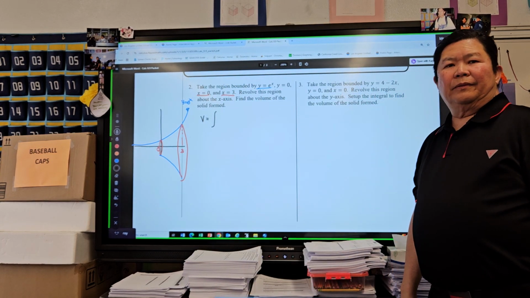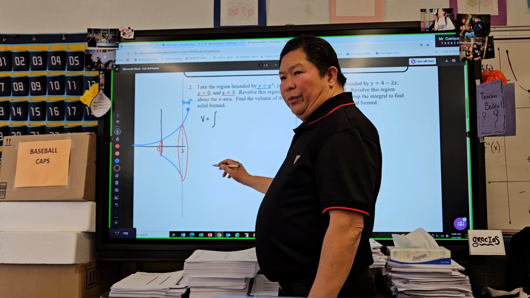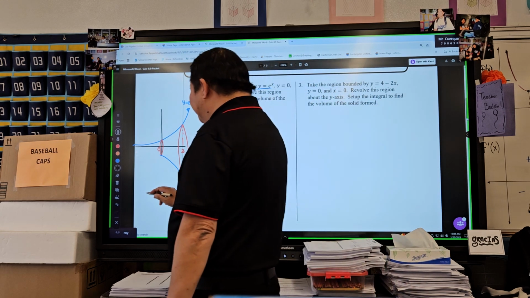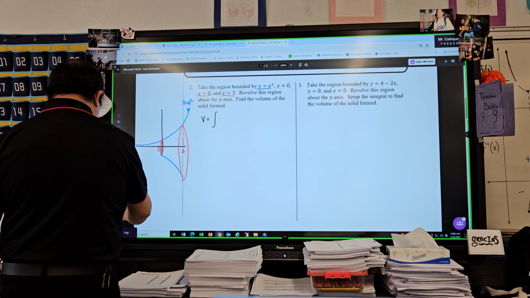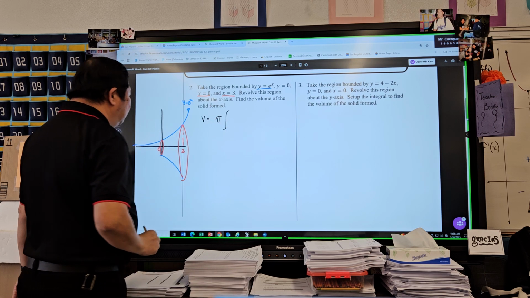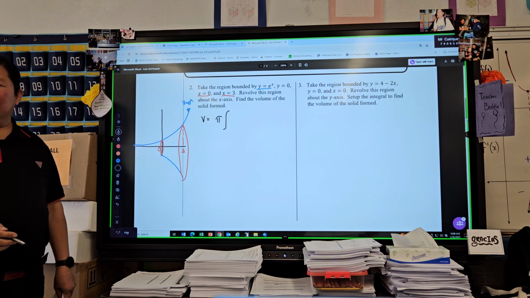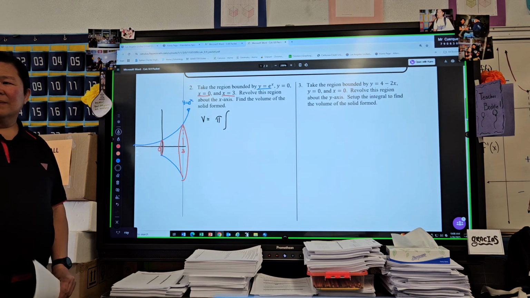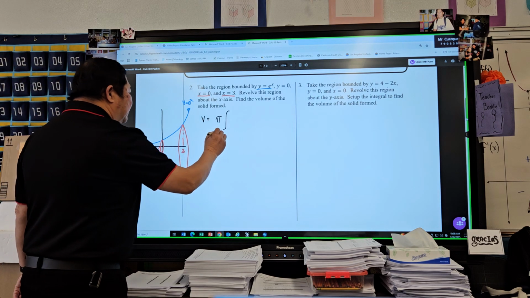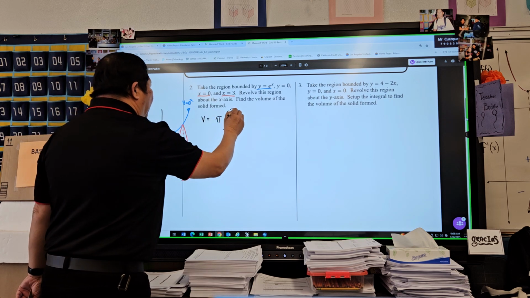We write pi first. It's a constant. So we have pi, the integral from, what is our limit now, Tyler? From 0 to 3. Okay, thank you, Tyler. And then, what is our R?